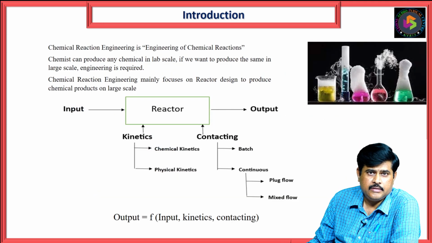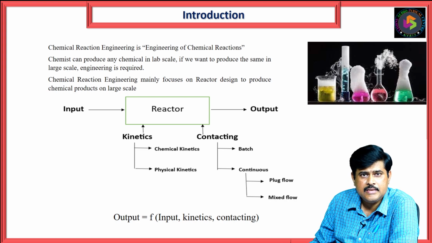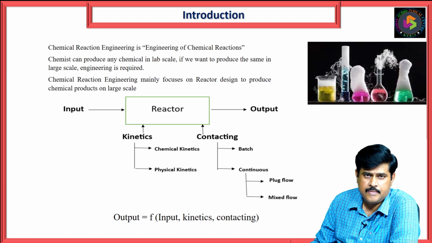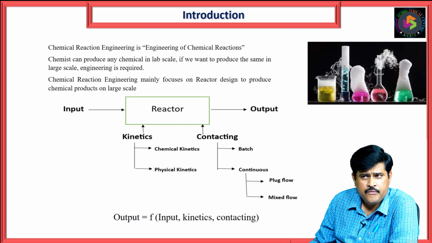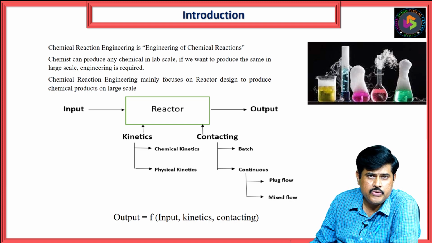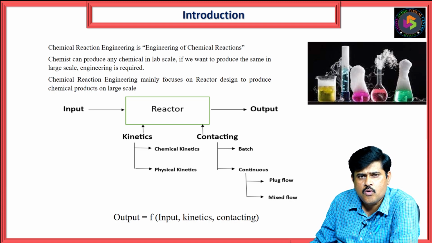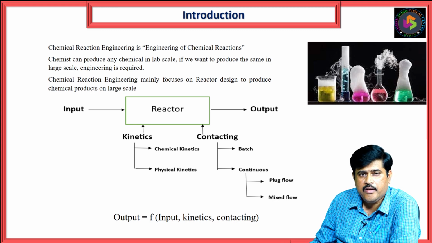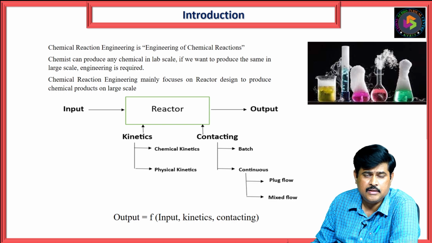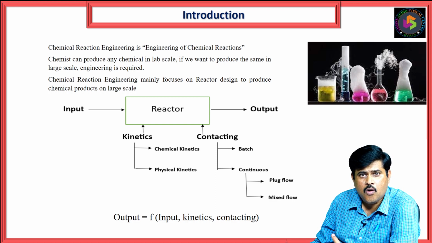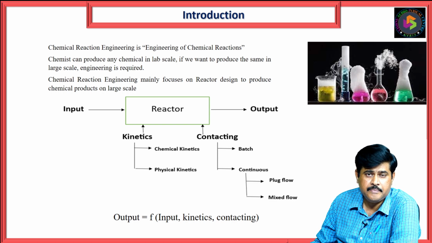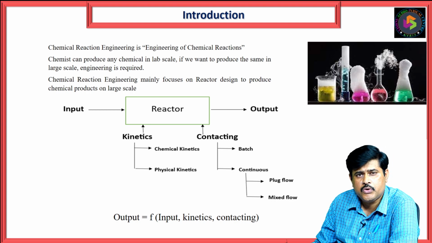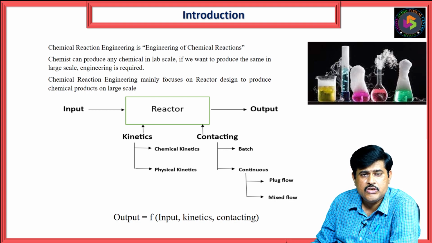Chemical reaction engineering. So chemical reaction engineering is engineering of chemical reactions. Here, if you see, a chemist can able to produce any chemical in a small scale, that is laboratory scale. If we want to produce the same chemical in a large scale, that is industrial scale, for the purpose of many group of people, for the society, we need to have a large chemical reactor. That means on a large scale, if you want to produce any chemicals, we need engineering.